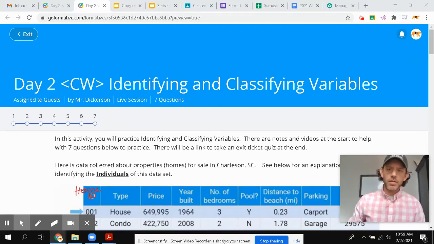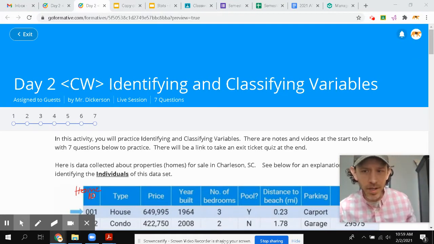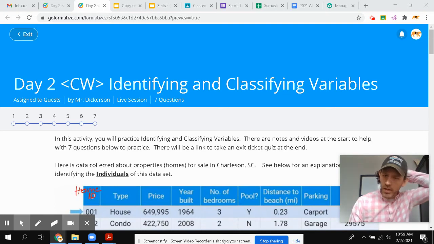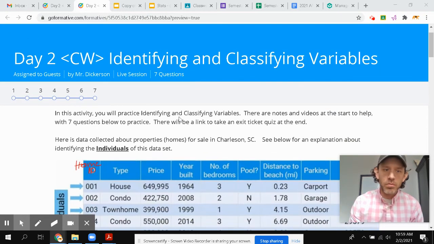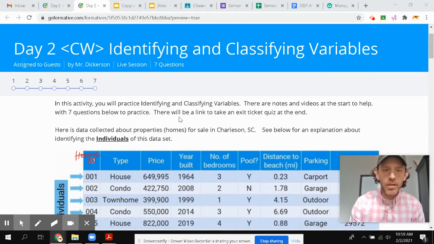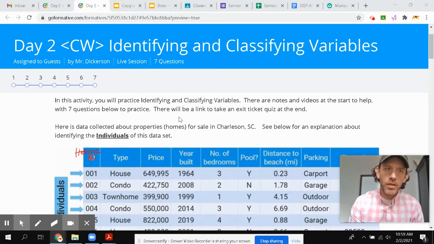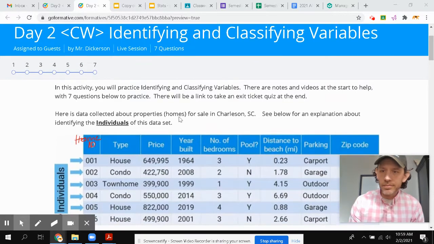Hey, stats students. Here's our first stats topic of the semester. It is identifying and classifying variables. So this class is all about data, and we want to be able to identify what the data is and the different parts of the data that we're collecting.